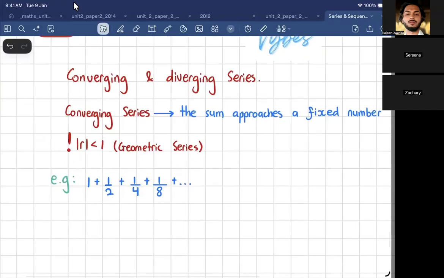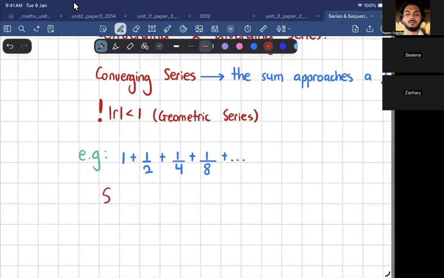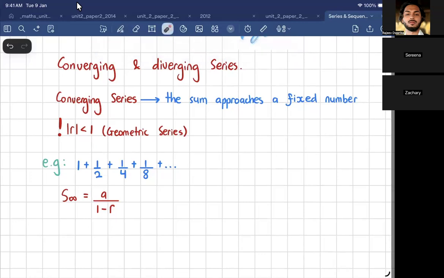And there's a formula for this. And that formula is as follows. Sum to infinity is equal to a all over 1 minus r. Let me just verify that quickly. Yeah, that's correct. So sum to infinity is a over 1 minus r. So Zachary and Serena, if you wanted to see what value this convergent series approaches, you could use this formula.